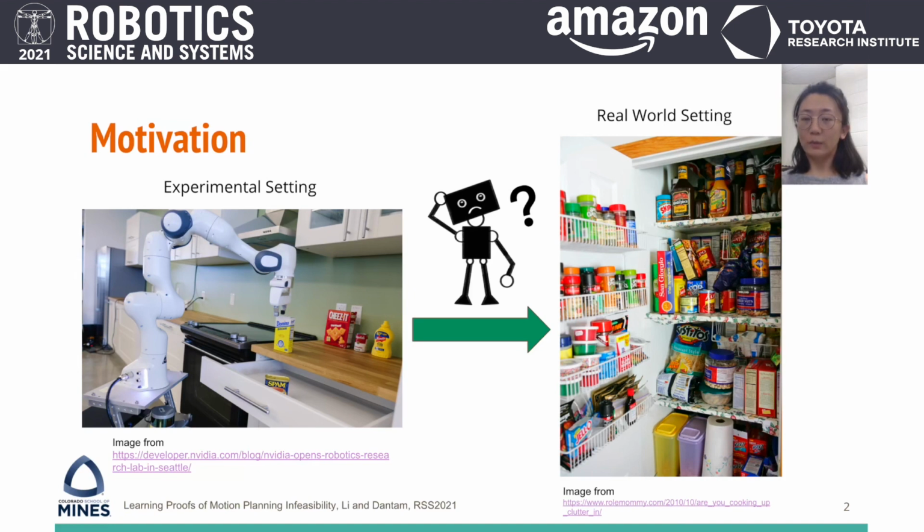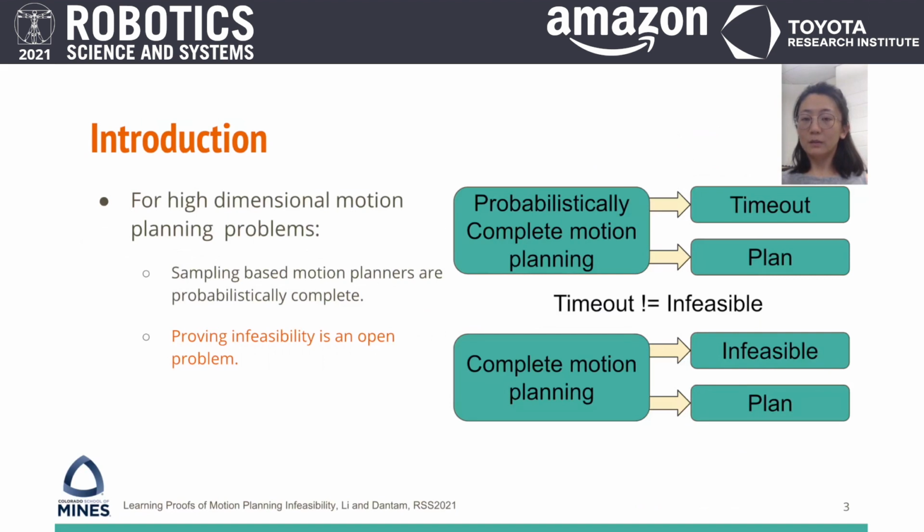A robot performing planning in this scene must know whether there is a path to reach the target, and if not, it can rearrange the items. That means the robot must know the feasibility of motion planning. A complete motion planner has two parts. It needs to return a plan if a plan exists, or it needs to tell that there is no plan.